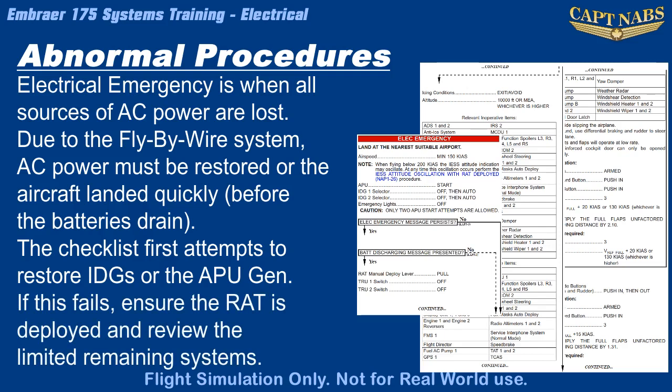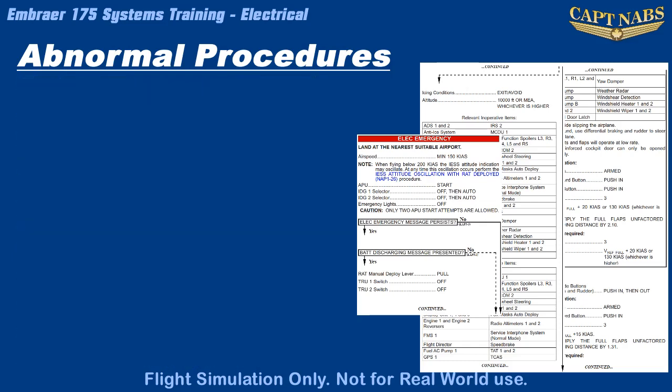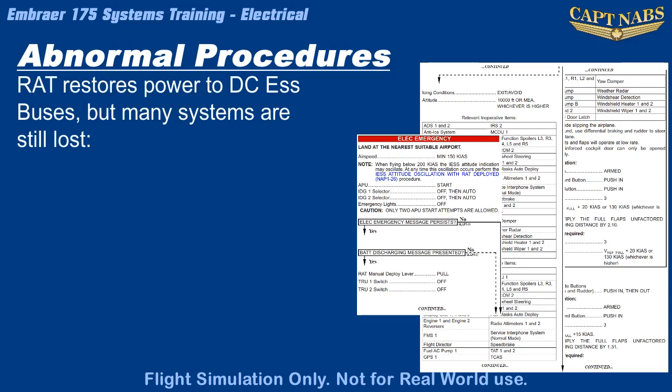While it should have deployed automatically, the manual release can be used if the automatic deployment did not work, as so indicated by the battery's discharging ICAS message. Once the rat is available, a minimal amount of systems are restored to allow continued flight. However, the crew should carefully read the list of failed systems and consider their implications.